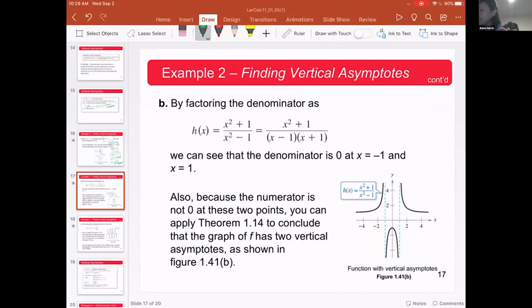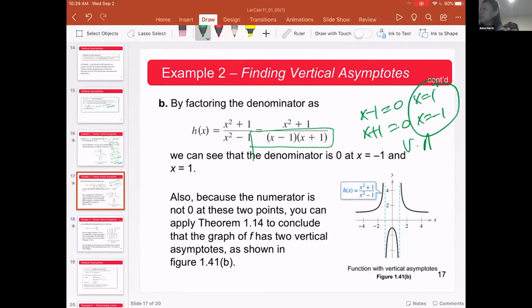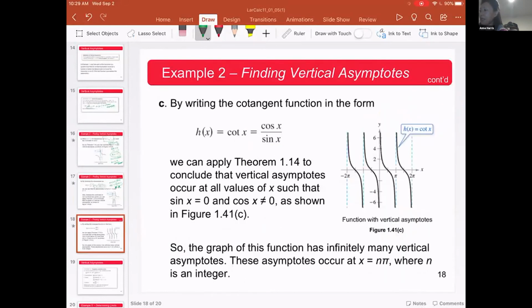All right, there's another case. In this case, look at this. You have two numbers, x minus 1 equals 0 and x plus 1 equals 0. So x equals 1 and x equals negative 1. These two are your vertical asymptotes. I'm going to call it VA, so I don't have to keep writing down vertical asymptote. So you have a vertical asymptote right here, and a vertical asymptote right there. Okay, in this case, cotangent, cosine x over sine x, you're going to have many vertical asymptotes because you have a period right here.